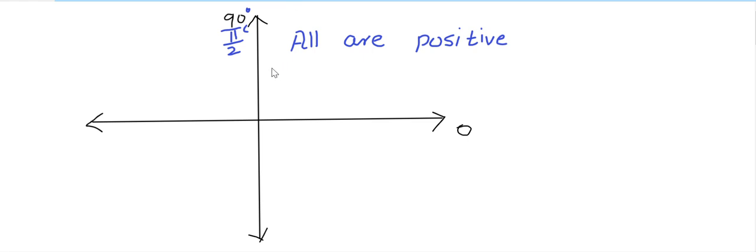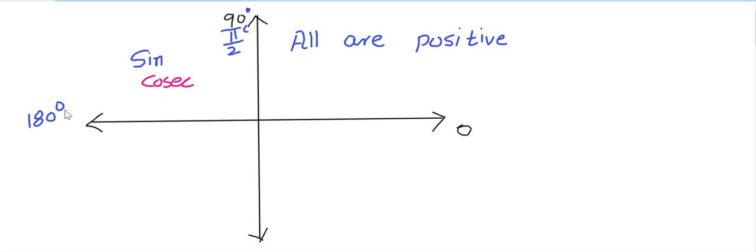When we go beyond 90, that is 90 degrees to 180 degrees, that is the second quadrant. How do the values behave in the second quadrant? In the second quadrant, only the sine ratio is positive, all other ratios are negative. Since sine is nothing but 1 upon cosec, or cosec is 1 upon sine, if sine is positive, cosec also has to be positive. Apart from these two ratios, which are reciprocals of each other, all other ratios are negative in the second quadrant.